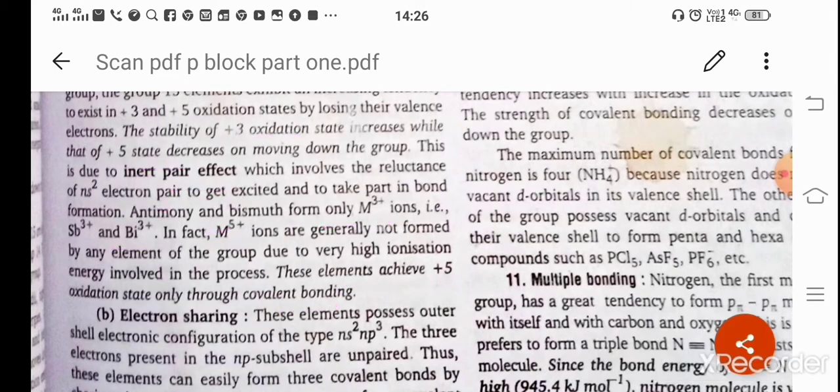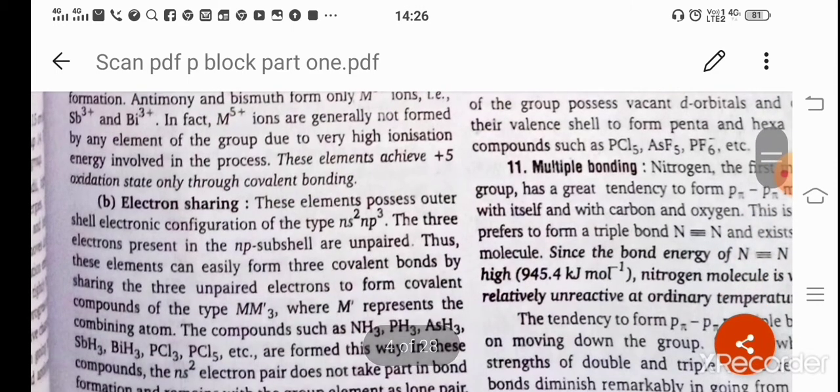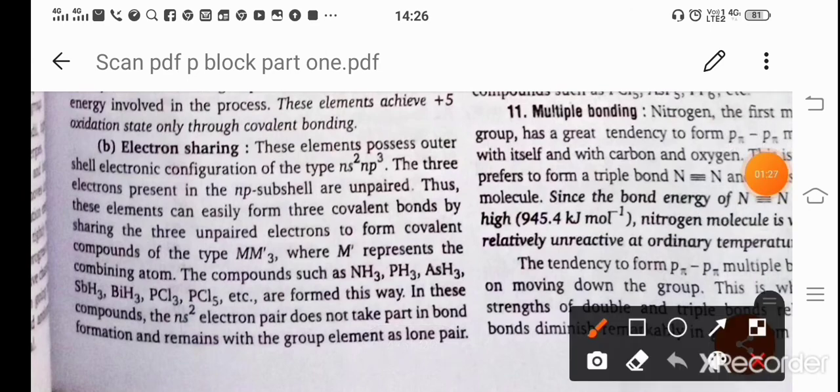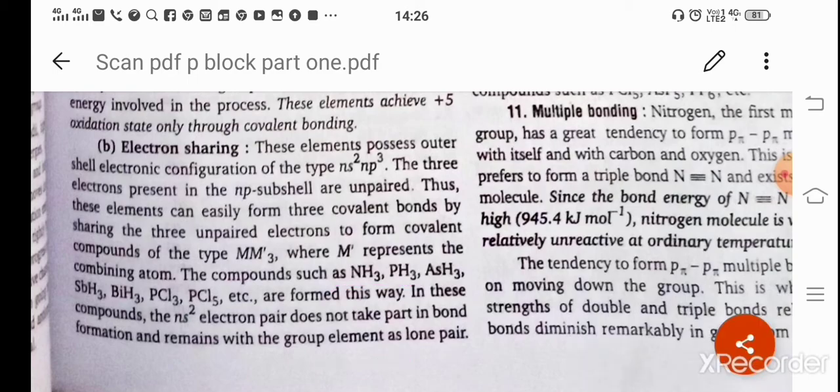Nitrogen does not show the +5 oxidation state at all because of the unavailability of d orbitals to expand its configuration. The rest all form pentahalide compounds, but nitrogen only forms trihalides or +3 oxidation state compounds, while the others can, because of the presence of d orbitals.